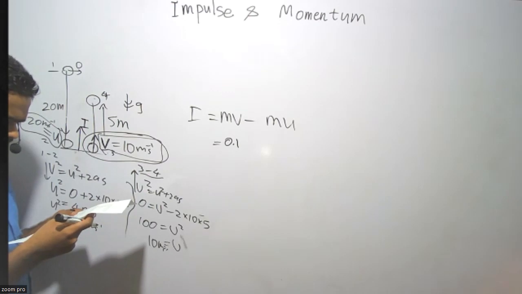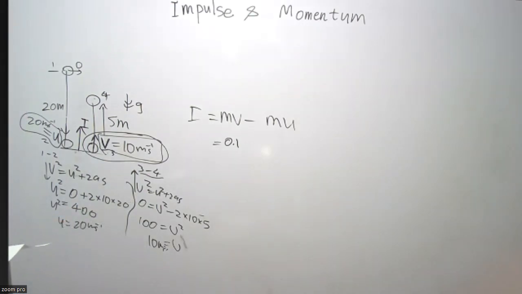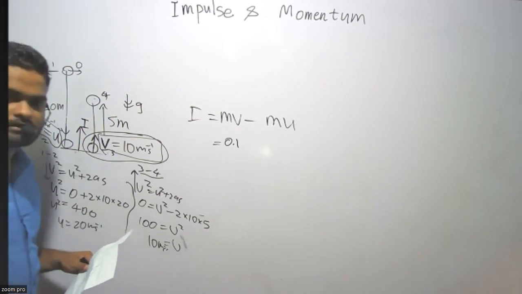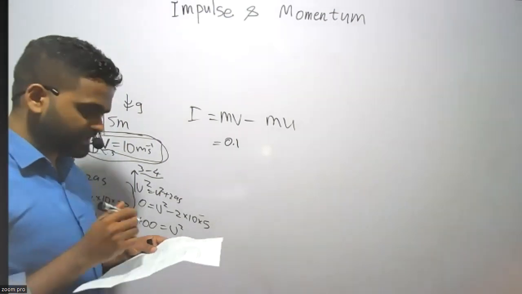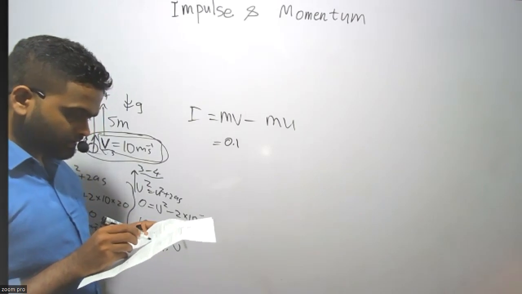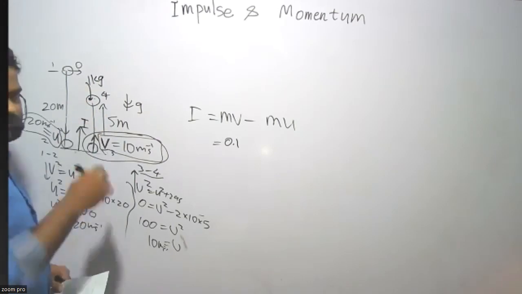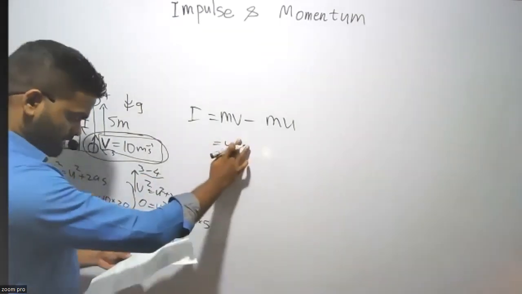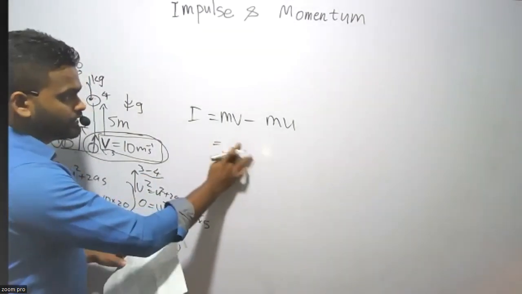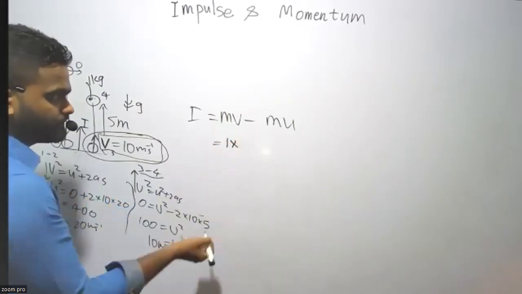Is the mass given? Oh, the mass was not given there. The mass is not given, right? So take the mass of the object as 1 kilogram. Mass should be given, right? Just take it as a 1 kilogram object. Fourth question. So mass is 1 kilogram.